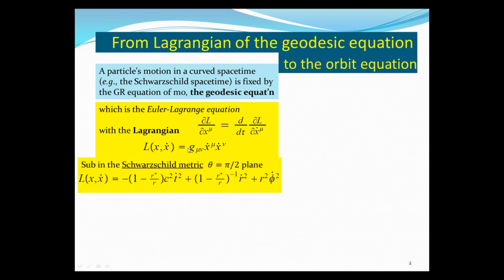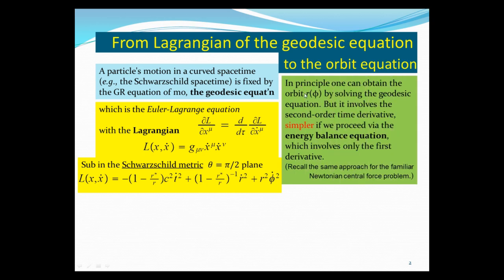Now, since we know the metric for the spherically symmetric case is the Schwarzschild metric, we substitute, and also we take theta equal to 90 degrees, just a plane. Then this Lagrangian becomes the g00 term times (ct dot) squared, plus g_rr, the inverse of the g00 term, times r dot squared, and then there's also r squared sine squared theta, with theta equal to 90 degrees, so it's just r squared phi dot squared. So that's the Lagrangian for the geodesic equation.